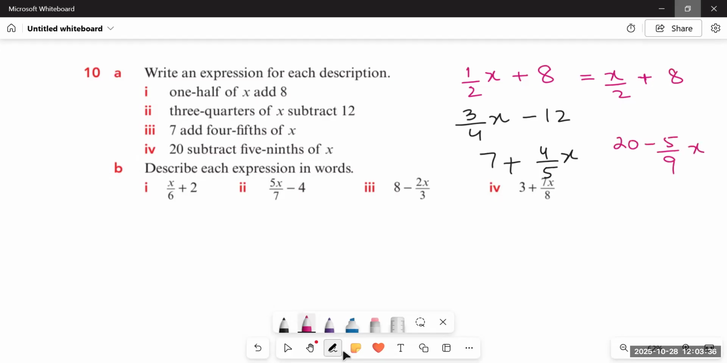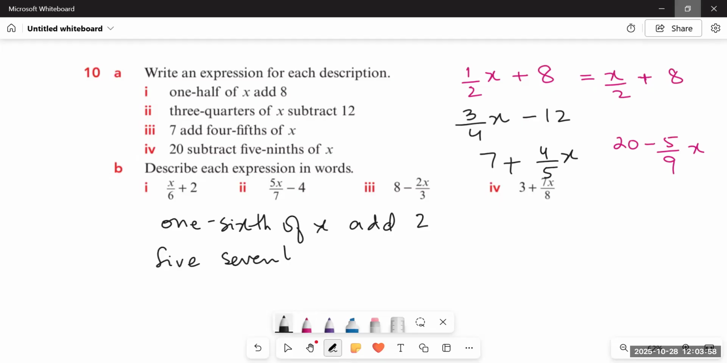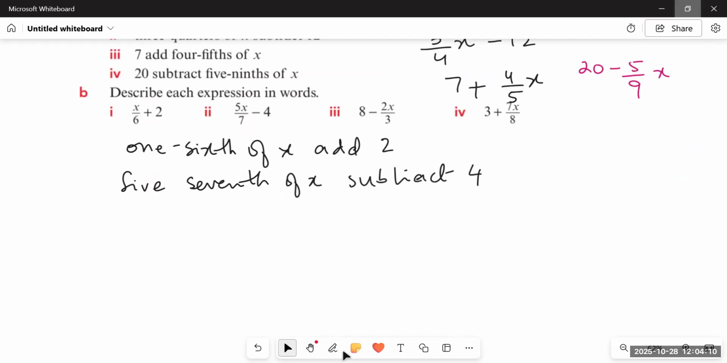Now we have to do the descriptions. So for the first one, x over 6 plus 2, we will write 1/6 of x, add 2. 5x over 7 minus 4, so 5/7 of x, subtract 4. Or you can write it as subtract 4 from 5/7 of x. Both are similar.